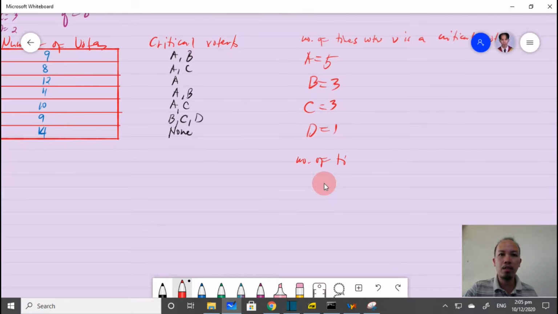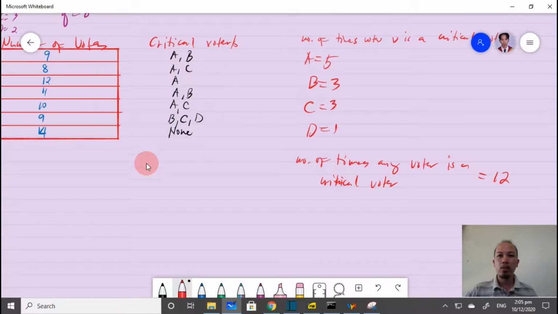Number of times any voter is a critical voter. The value here: all you have to do is count them all here. 1, 2, 3, 4, 5, 6, 7, 8, 9, 10, 11, 12. So the answer here is 12.